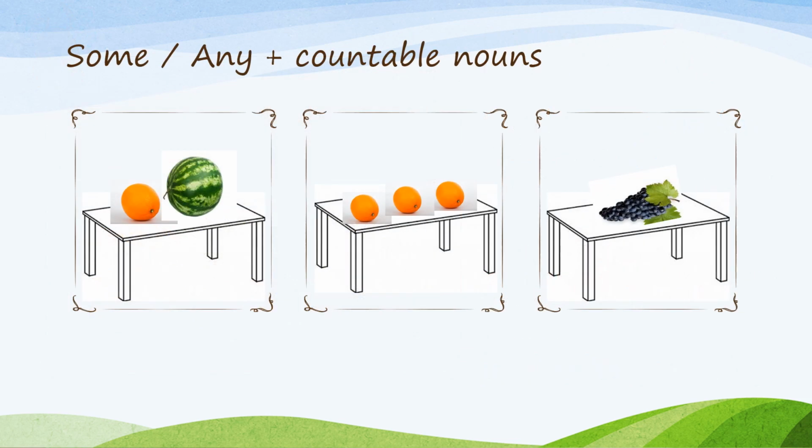Right, next, we'll look at some or any with countable nouns. Alright, look at the first picture. There is an orange and a watermelon on the table. We can count both the orange and watermelon.